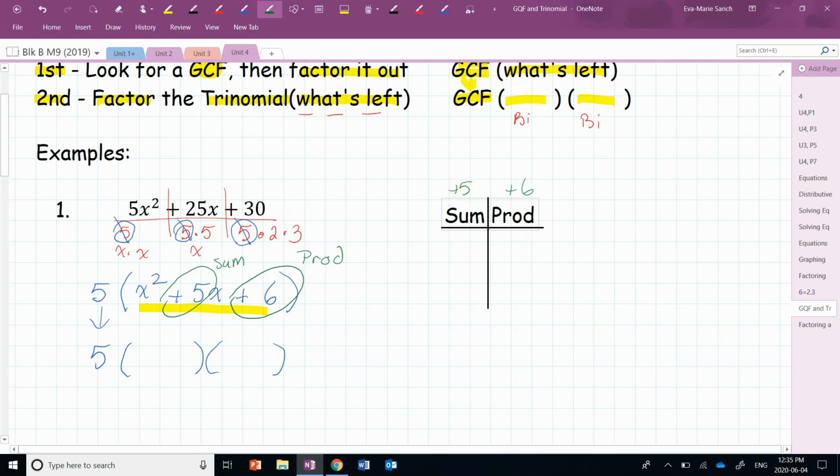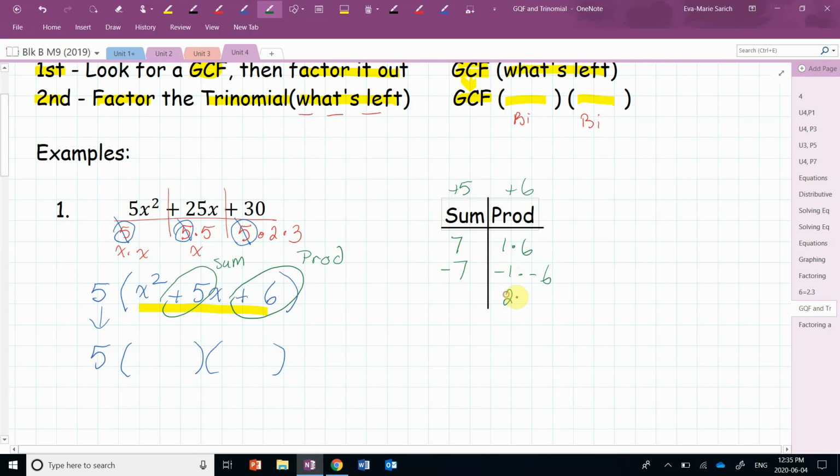Now, how do we get positive 6? Well, it could be 1 times 6. If you recognize that, that would add to give you 7, right? You could have negative 1 times negative 6, but when we add that, it's just going to change the sign, okay?